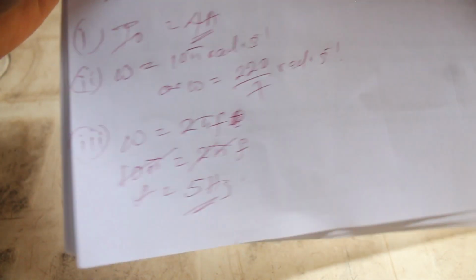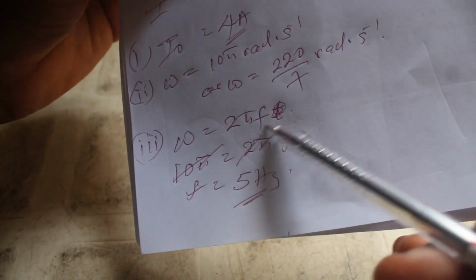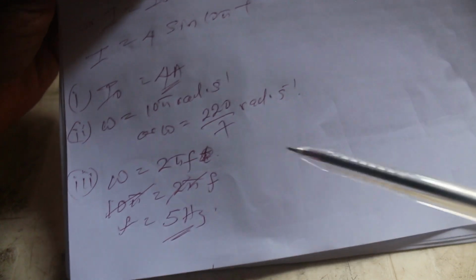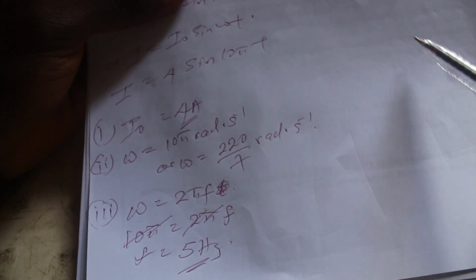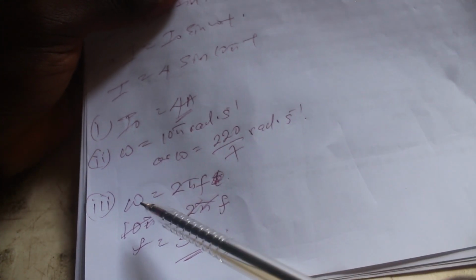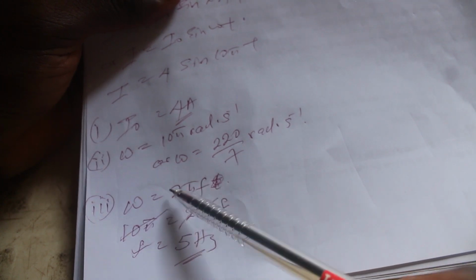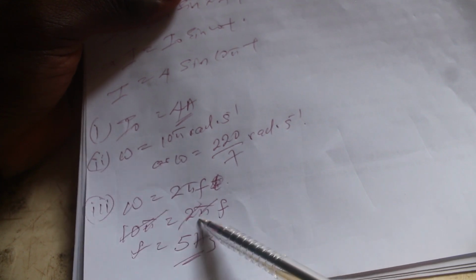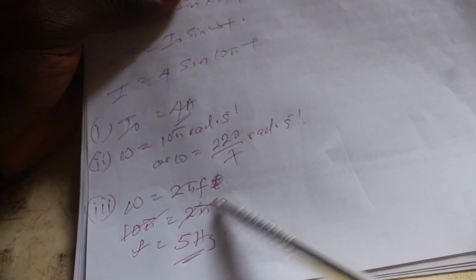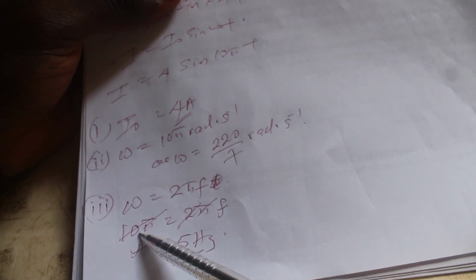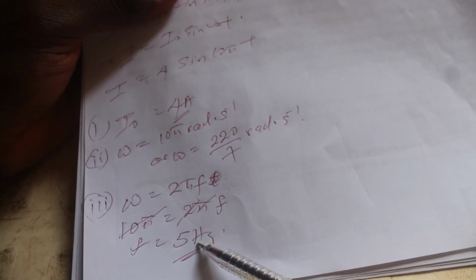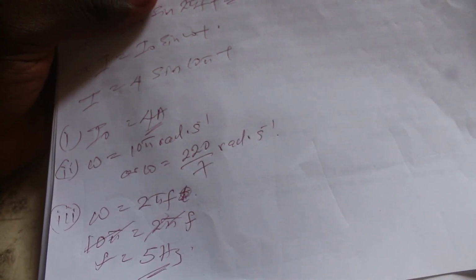Remember that omega is equal to 2πf. To find the frequency of the source of the alternating current, we equate the angular frequency, 10π, to 2πf. Cancel the π, divide 10 by 2, and we get f is equal to 5 hertz. It's as simple as that.